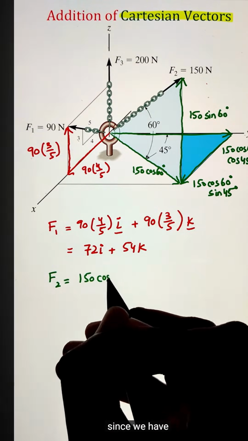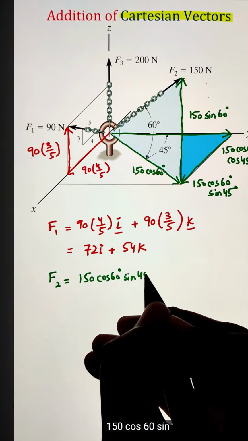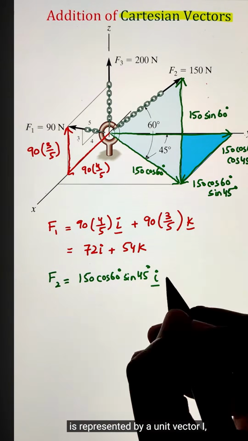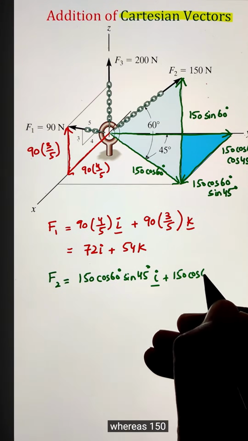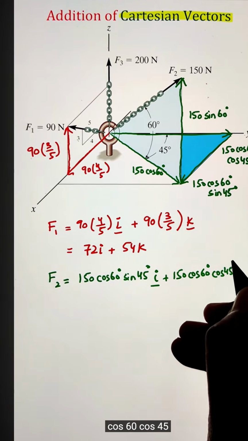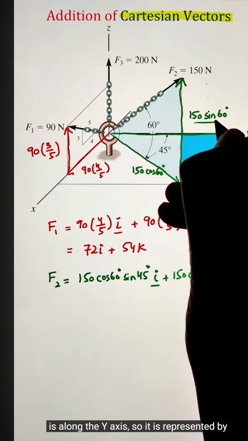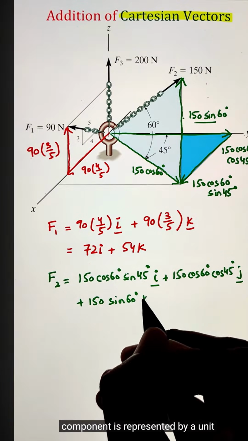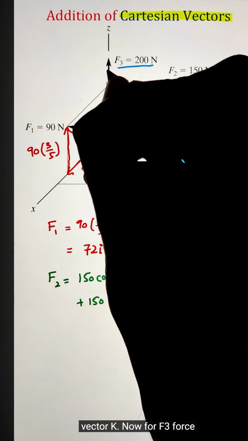Now since we have 150 cos 60 sin 45 as the x component, it is represented by a unit vector i, whereas 150 cos 60 cos 45 is along the y-axis, so it is represented by a unit vector j, and finally the z component is represented by a unit vector k.